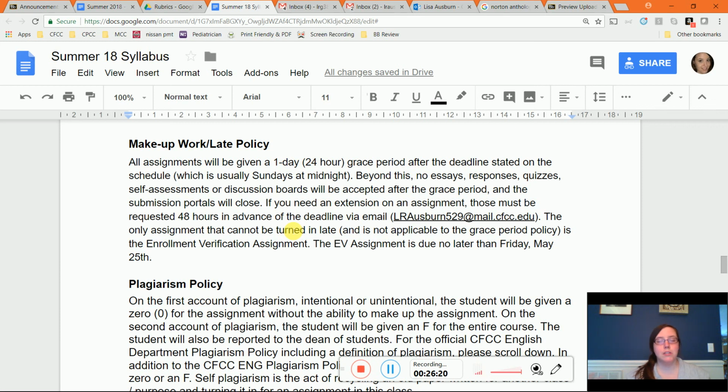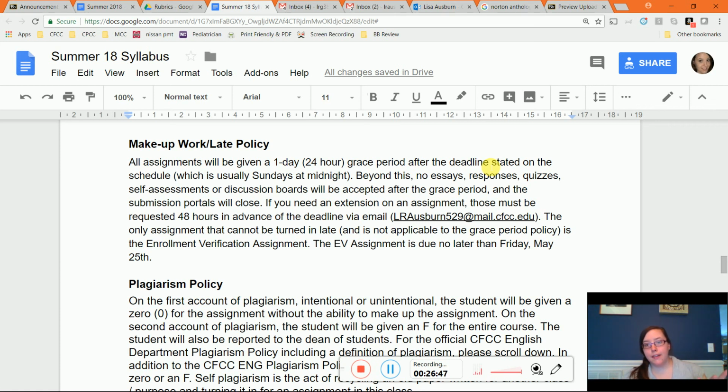So all assignments are due on Sundays. And all assignments will be given a 1-day or 24-hour grace period after the deadline. So what does that mean? The reality is that your assignment is due on Sunday. However, I will still take it if you want to turn it in on Monday, a day late. After that, I won't accept your work. Okay? There's an exception to this, but I'll talk about that in just a second.